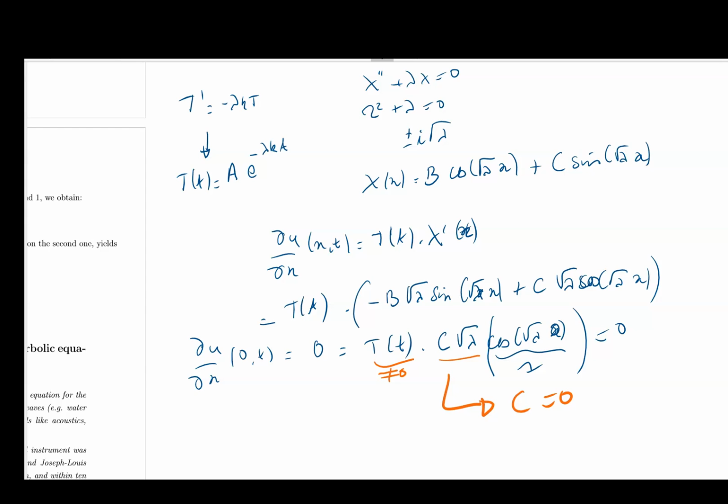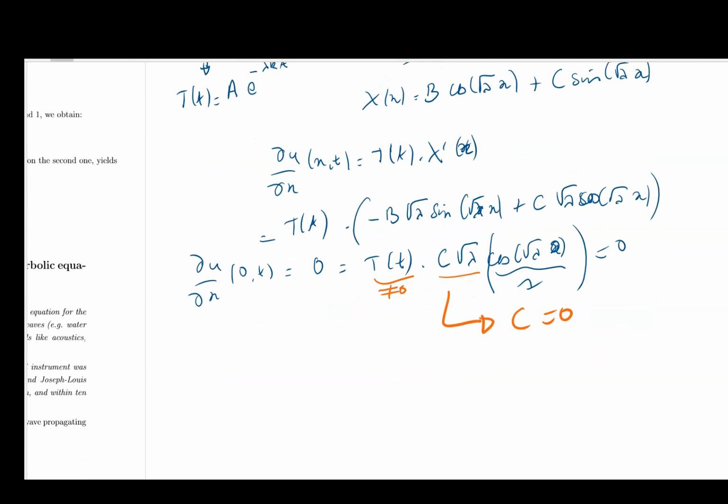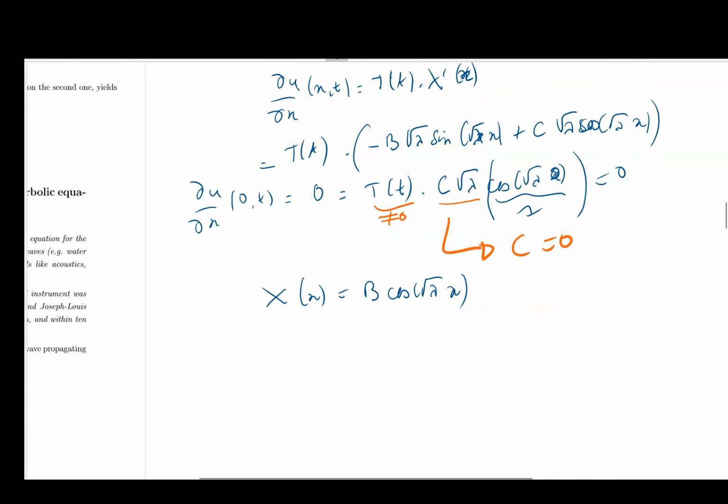If I take lambda equal to 0, it's going to make it much harder to work because I would have something independent of t, of the time, when you plug lambda equal to 0 in the T. So my only reasonable choice is to take c equal to 0. So what's about my solution now? It looks like the x part without any sine component, so it is equal to b times cosine of square root of lambda times x. Good. So what we can do next is see what's happening with the other boundary condition.